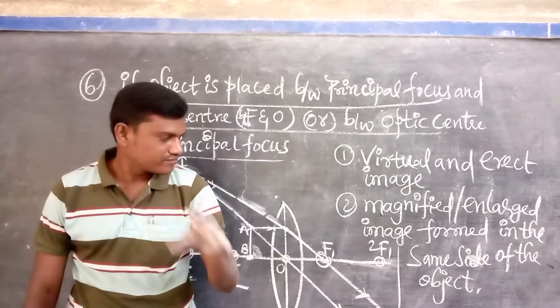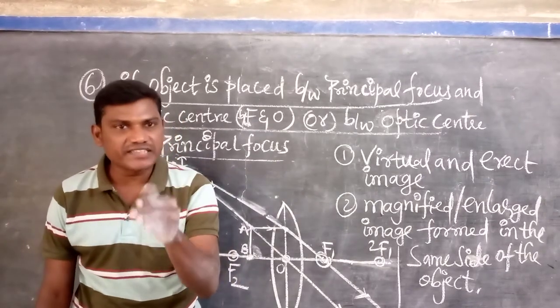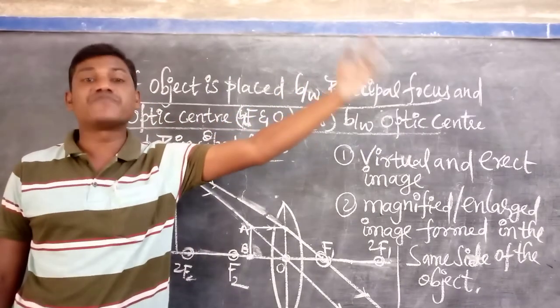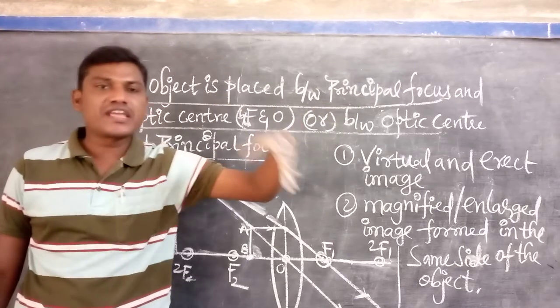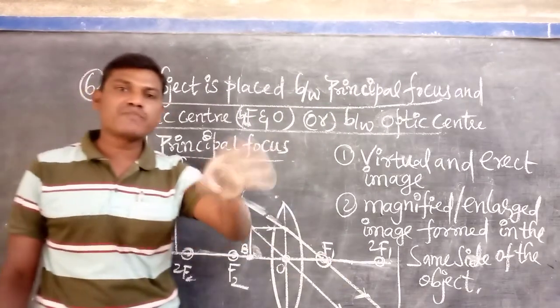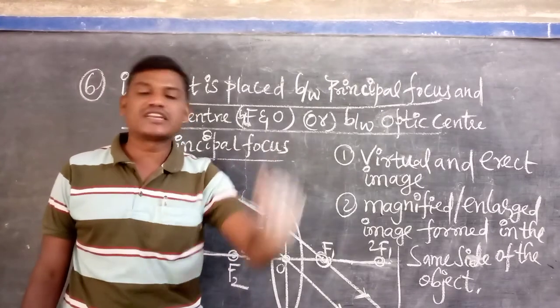Next one, fifth one, the object is placed exactly at the principal focus. The image will be formed at infinity. So it is also real, inverted, and a highly magnified image will be formed. The type of manner we are observing in collimator spectroscopy.